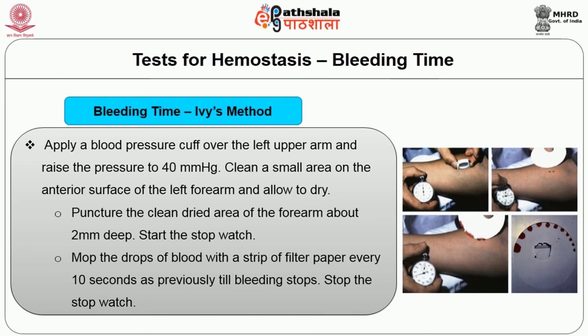Now you start the stopwatch. Mop the drops of blood with a strip of filter paper every 10 seconds as previously done till the bleeding stops. Now, stop the stopwatch and note the bleeding time on the stopwatch or count the number of drops of blood on the filter paper and multiply it by 10. So, that is about the bleeding time.